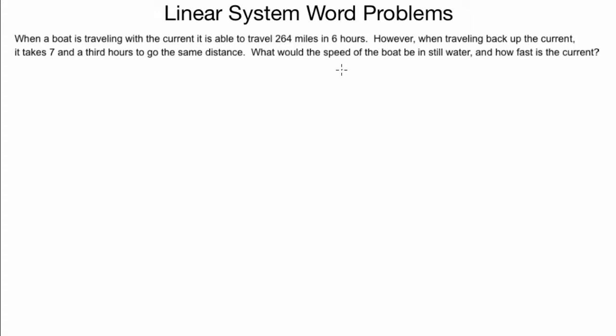Alright, let's start off with defining our variables. See what our question is here. We're asked to find what is the speed of the boat in still water and the speed of the current. So two speed things. So let's let x equal speed of the boat, and let's let y equal speed of the current of the water.